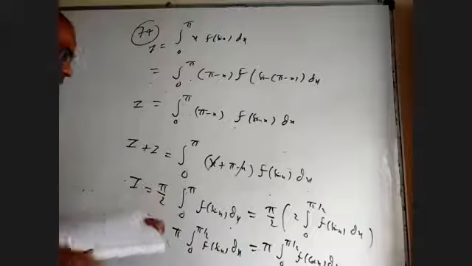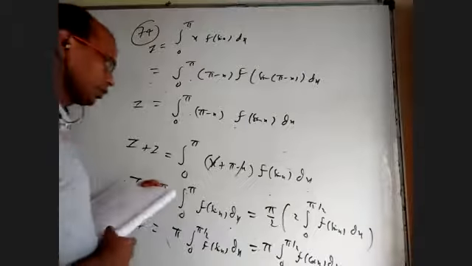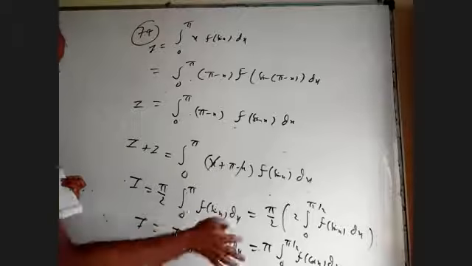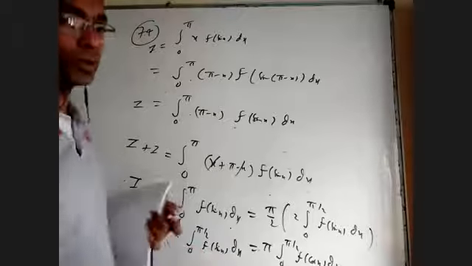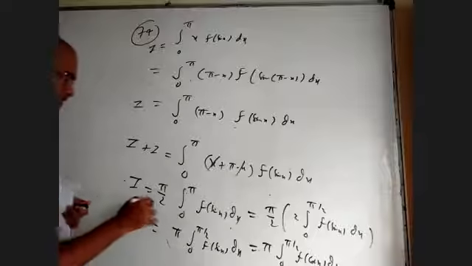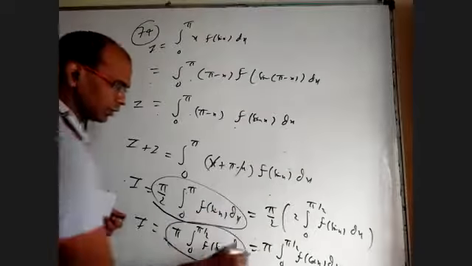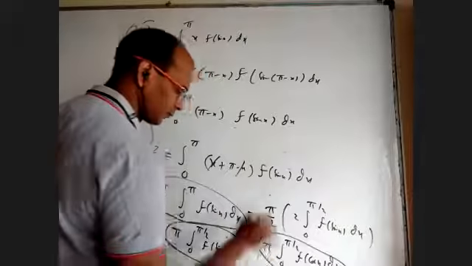In option C and option D, I have pi by 2. That is this. So there f of sin x is okay, but f of cos x is not okay. So option C is not okay. So A, B, D, all we got. We got option D here, option A here, and option B here.